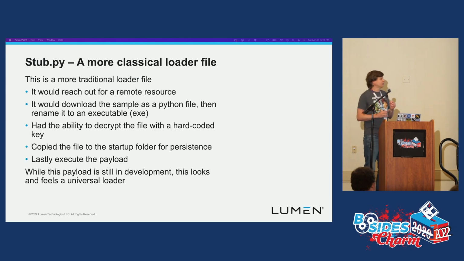And then this was the one that, to me, felt like a very classical loader. So this would, again, reach out to a remote IP address. It would then download a file as an actual Python file, or as a .py file. I'm assuming that was to evade some sort of network-based detection. And then once it actually got onto the system, the script would rewrite that as an actual executable. It would then decrypt that with a hard-coded key, and then it would copy that to the startup folder for persistence.